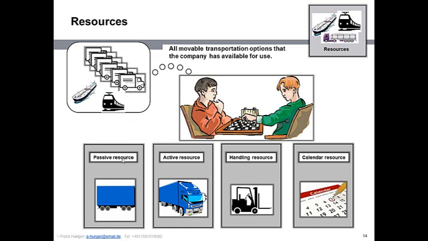And then you can have more detail. You can have a passive resource, as I explained, the trailer, which you cannot drive on its own. Then you can have an active resource with capacity. So this is the example of a truck with some capacity. Then you can have a handling resource, which is a forklift. And you can have a calendar resource, which only allows you to say if something is available or not at a certain day of the year or at certain times.